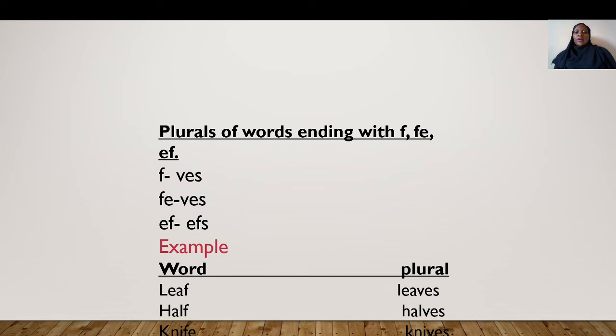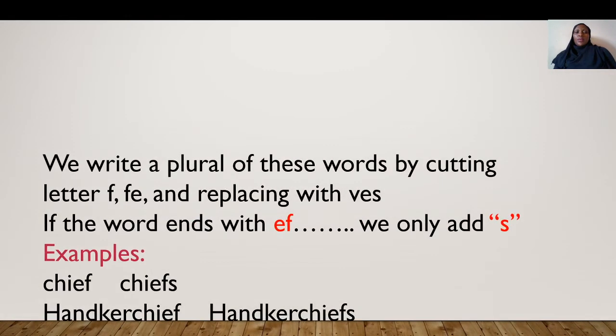We write the plural of these words by cutting letter F or FE and replacing with VES. Now you have to cut them, then you replace them with VES.